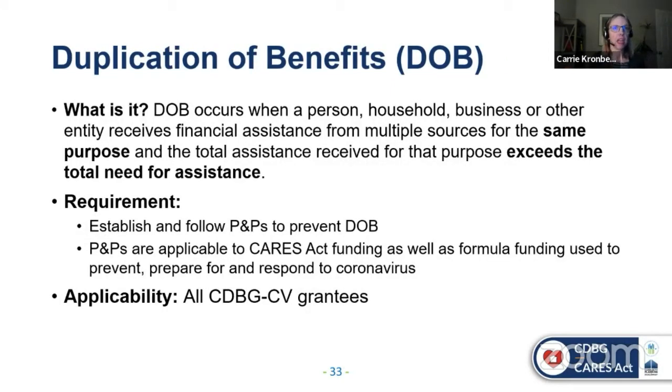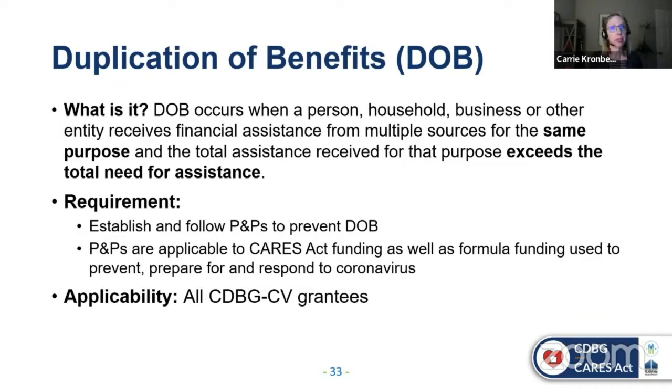Okay, duplication of benefits. It's a really important concept for CDBG-CV, so we'll spend a few slides talking about what it is and how to ensure you have a compliant duplication of benefits procedure. So, duplication of benefits occurs when a recipient of CDBG-CV funds or benefits receives financial assistance from multiple sources for the same purpose over the same period of time, and that total assistance exceeds the need. So basically it's double dipping.